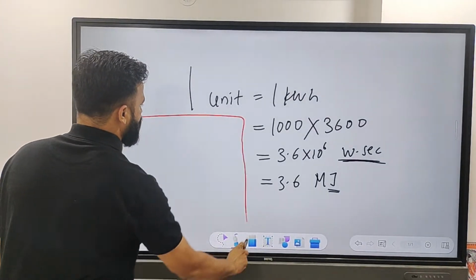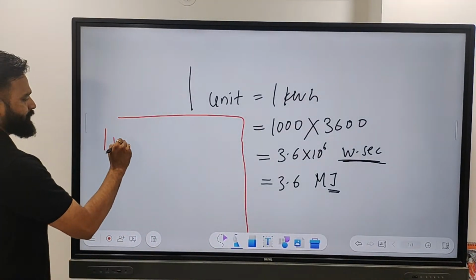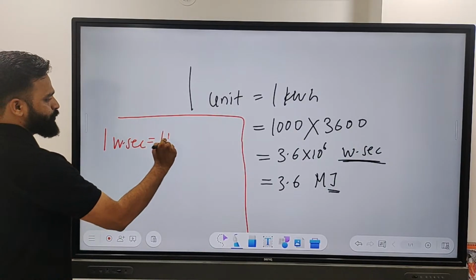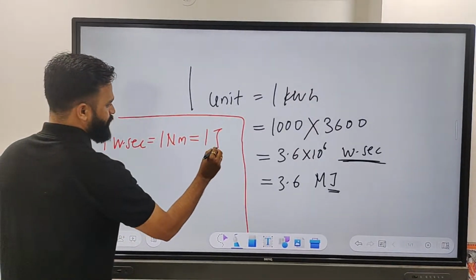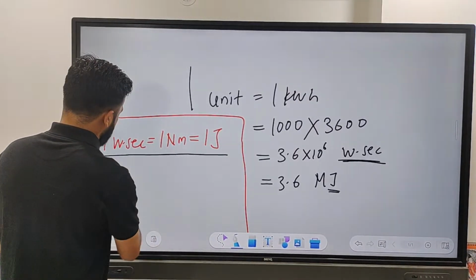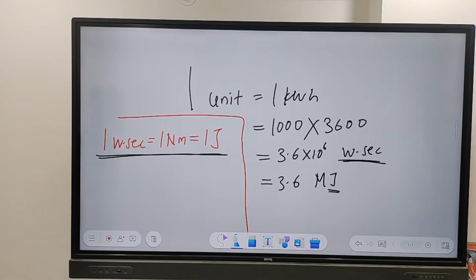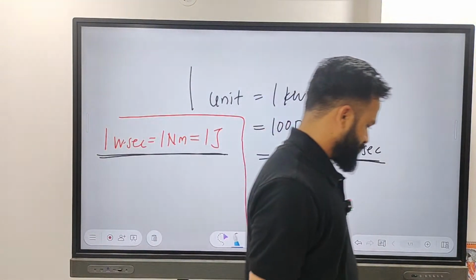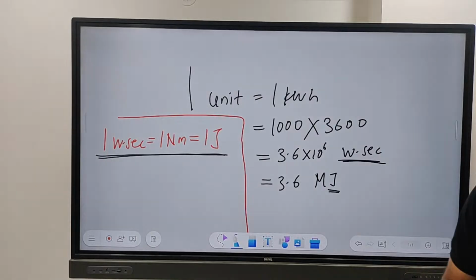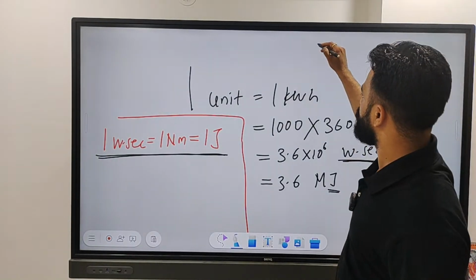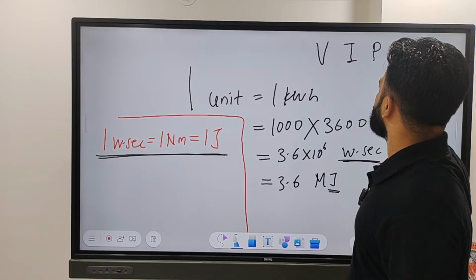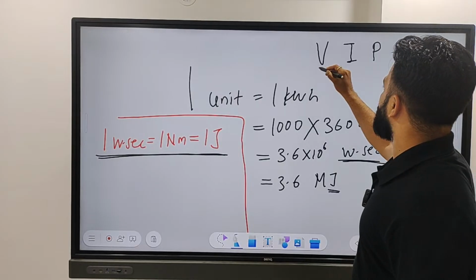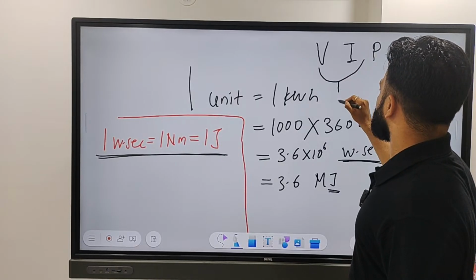आपको एक और कंसेप्ट पता होनी चाहिए, 1 watt second is electrical, that is equal to 1 Newton meter, that is mechanical, that is equal to 1 joule, that is thermal. 1 watt second is equal to 1 Newton meter is equal to 1 joule. So this is what is very much important from electrical engineering point of view. What is electrical voltage, what is electrical current, what is electrical power, what is electrical energy, and term that relates voltage and current is resistance.